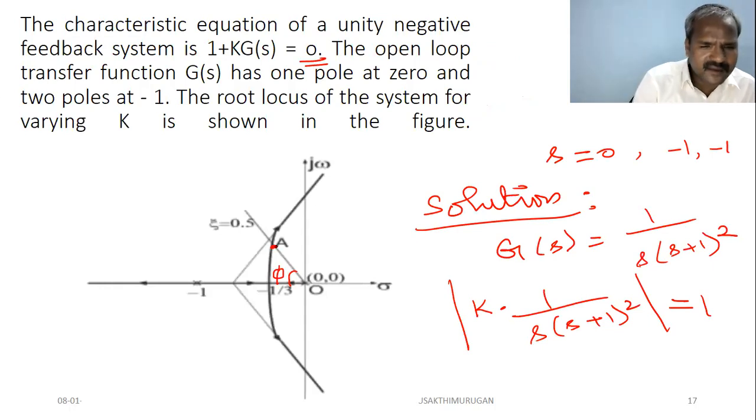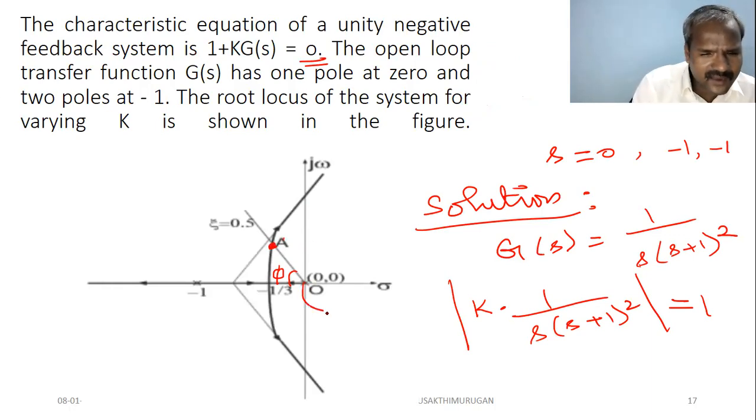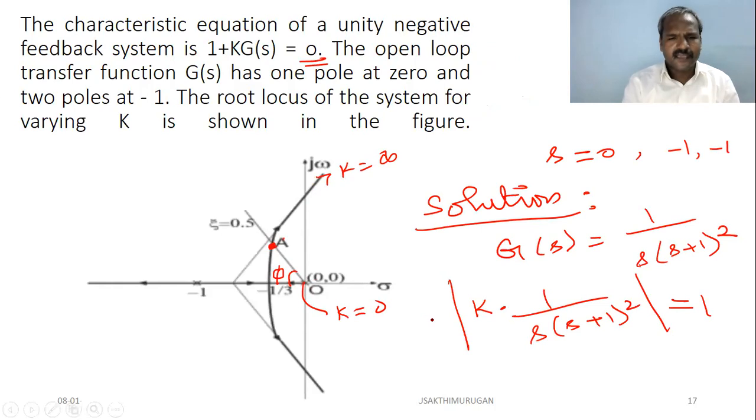So let us find the coordinate of A. A meets this curve, the characteristic curve. Here K equal to 0, and here K equal to infinity. Let us find the values of varying K on the root locus. What is the value of K at this point? For that we require this length. What is this length? This magnitude length is 0.5, the hypotenuse. So the magnitude is 0.5.